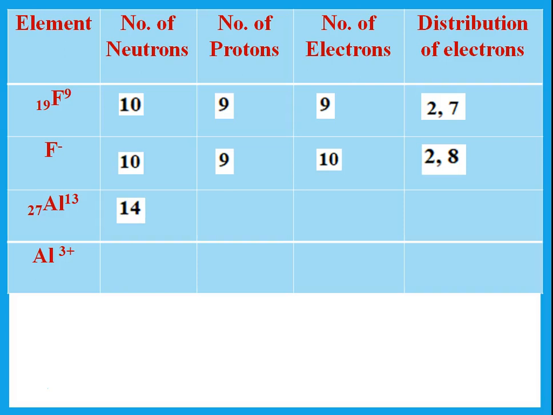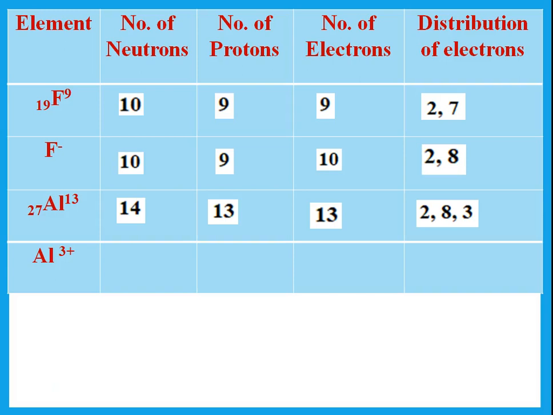What's the number of protons? The number of protons is the small number. What's the number of electrons? It's still 13. How do we distribute the 13 electrons? We put 2 in the first shell, 8 in the next, and 3 in the last shell.